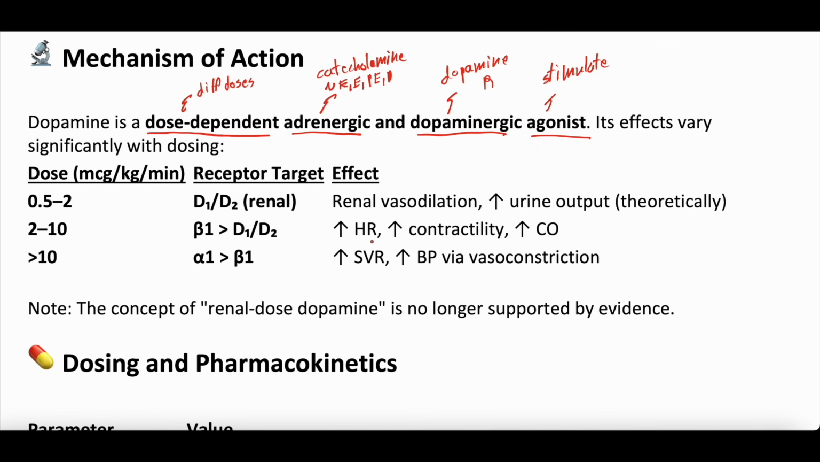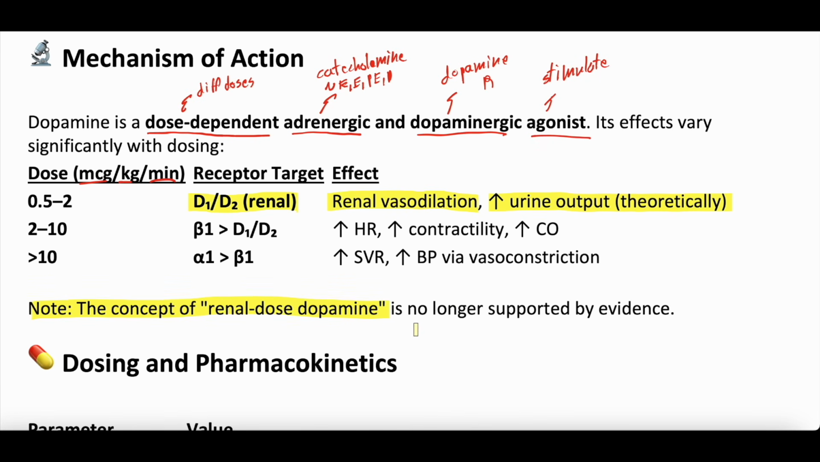So going into its mechanism of action a little bit more, there's some dose-dependent nature to this, right? We kind of talked about that a little bit. And these doses are in micrograms per kilogram per minute. At 0.5 to 2 micrograms per kilogram per minute, it tends to act on dopaminergic receptors, D1 and D2. These are primarily in the kidneys, and it causes some renal-based vasodilation and theoretically increased urine output. Back in the day, there was this idea that dopamine is renal protective.